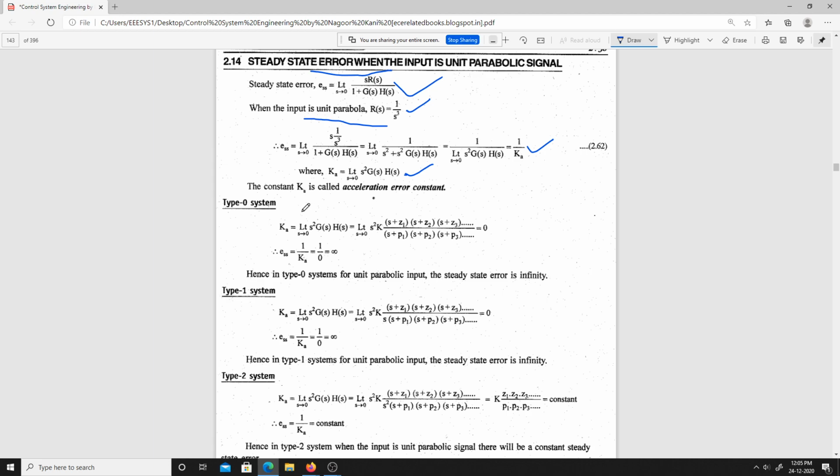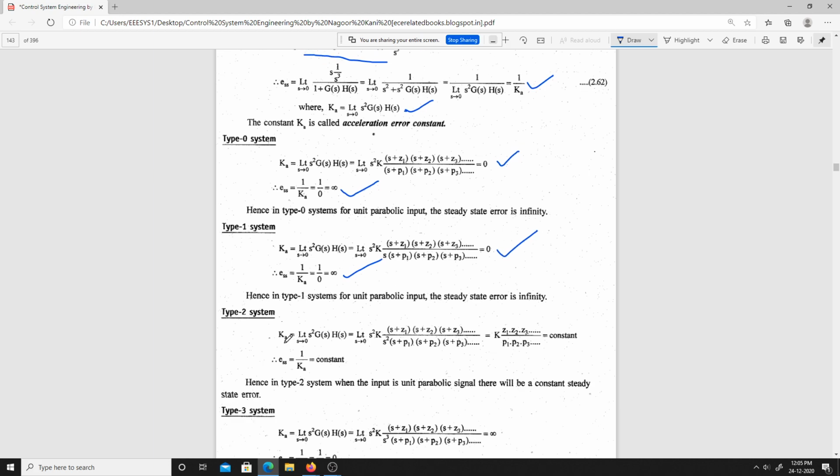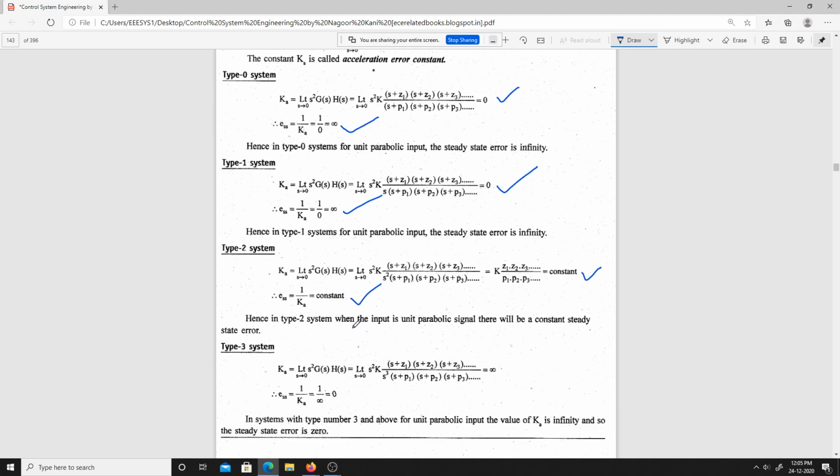Is it clear? Now I'm taking the type 0 system. For type 0 system, ka will be 0 and ess will be infinity. And when we talk about the type 1 system, again ka will be 0 and ess will be infinity. For type 2 system, ka will be constant, and ess will be 1 by ka, that will be constant. So hence in type 2 system, when the input is a unit parabolic signal, there will be a constant steady state error.